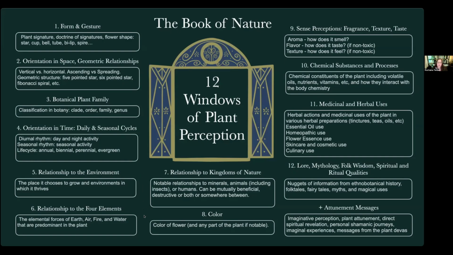And then we might see what elements of the earth, air, fire, and water are predominant by looking at the plant. That could be subjective and open to a lot of interpretation, but we're looking at what elemental forces we're seeing when we look at the plant. And then what they call kingdoms of nature, minerals, animals, and even humans have relationships with that plant. Sometimes those can be mutually beneficial, sometimes they can be destructive, or both, or somewhere in between. Those all help us to see where that plant sits.